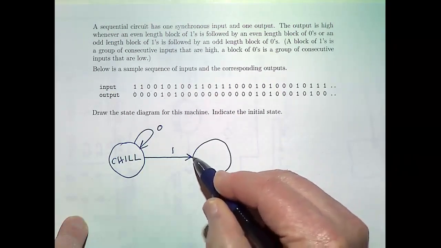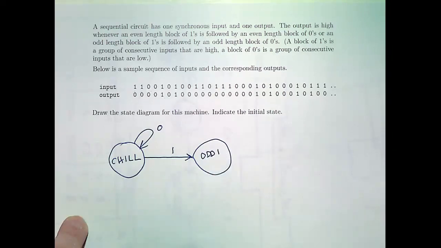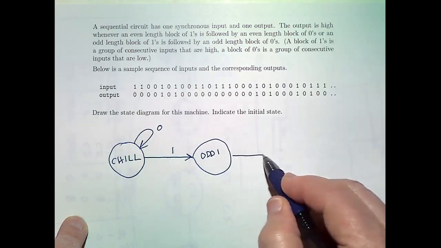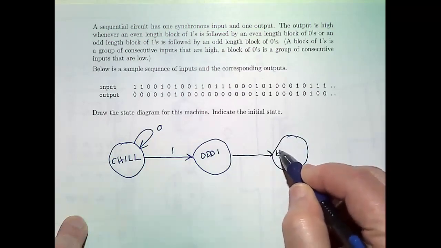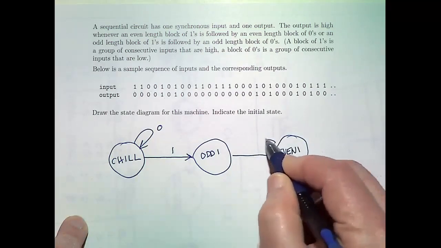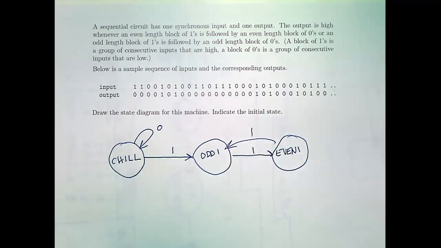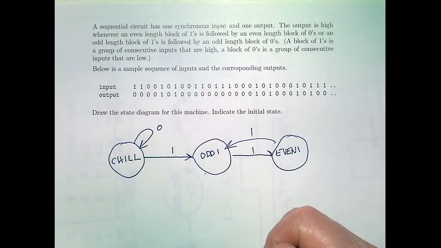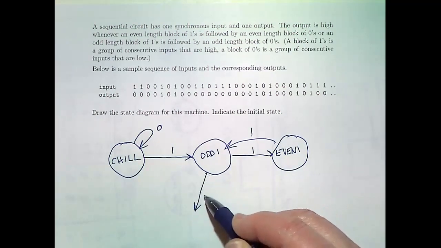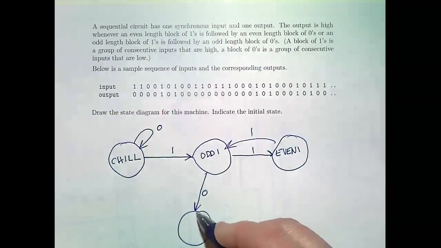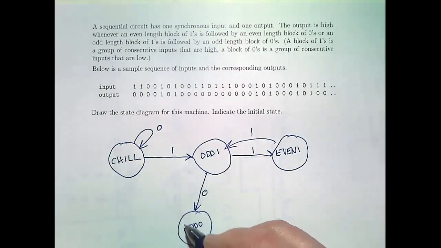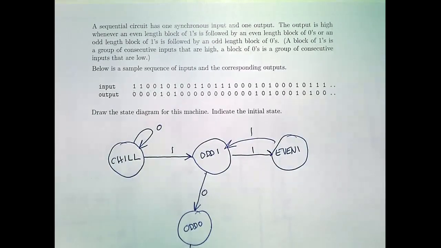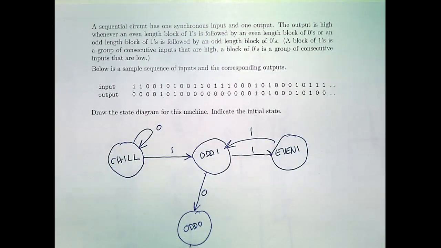Okay, but if I get a 1, we'll call this odd 1. And I think we're going to do something similar. Even 1. We'll bounce back and forth. Okay, what happens if I get a 0? You go to another odd even setup. So we'll call this odd 0. We'll call this even 0. And we will bounce back and forth.